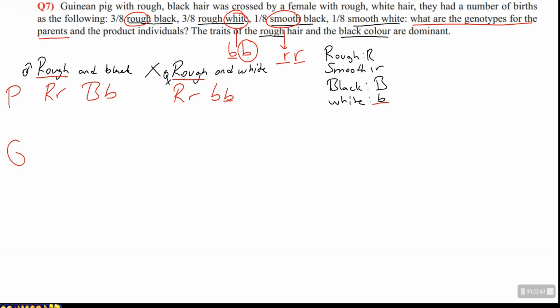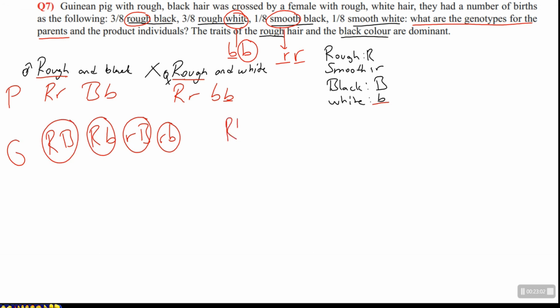Parents produce gametes: R capital B capital, R capital B small, R small B capital, R small B small, 1 and 2 and 3 and 4. For female, R capital B small, R small B small. Two kinds of gametes.